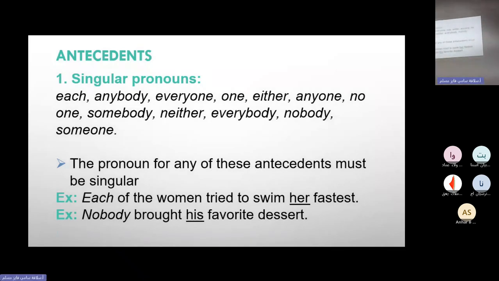For singular pronouns like each, anybody, everyone, one, either, anyone, no one, somebody, neither, everybody, nobody, and someone, these are all singular pronouns. The pronoun for any of these antecedents must be singular.